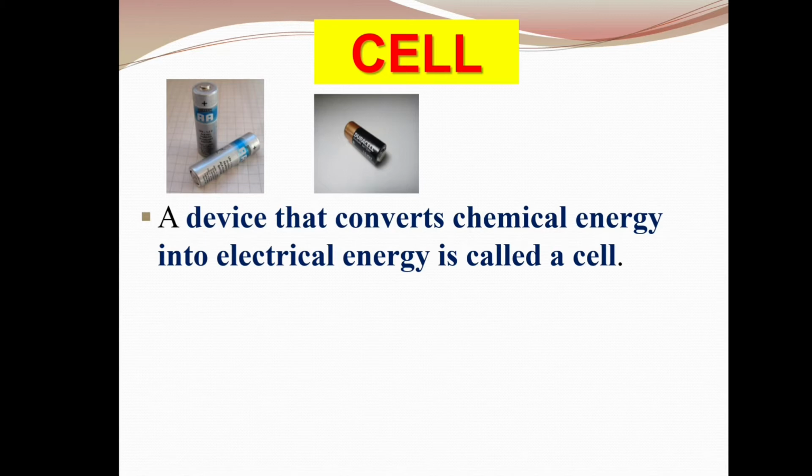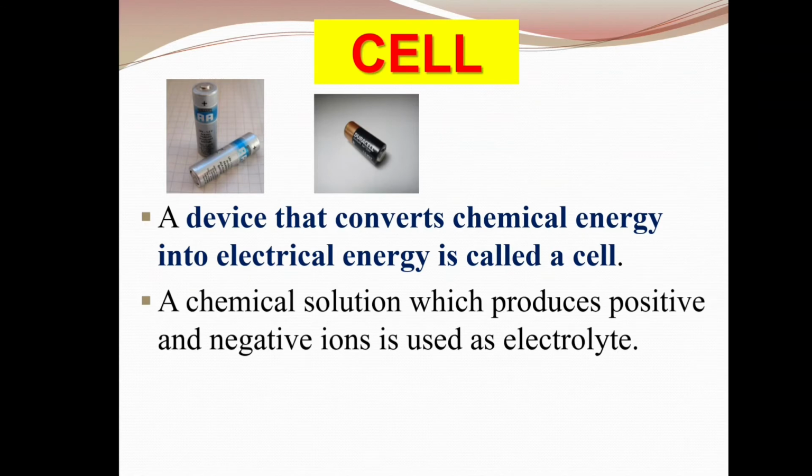So, what is a cell? A cell is a device that converts this chemical energy into electrical energy. A chemical solution which produces positive and negative ions is used as electrolyte.